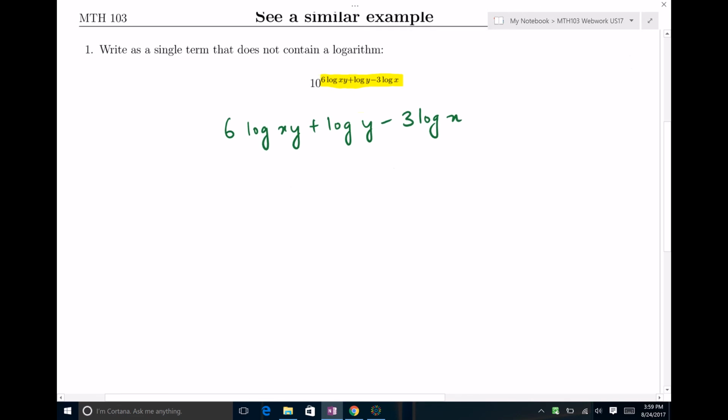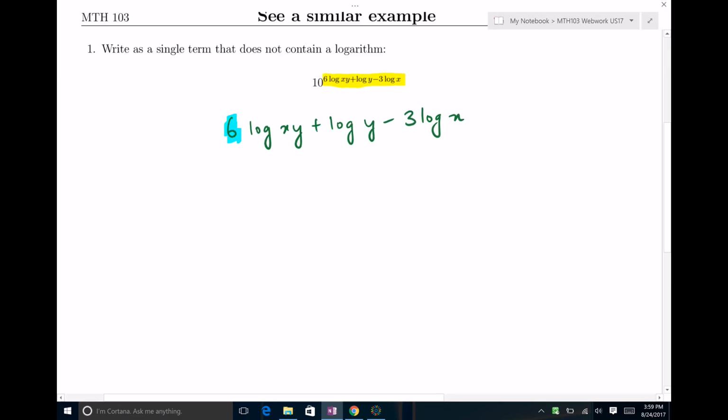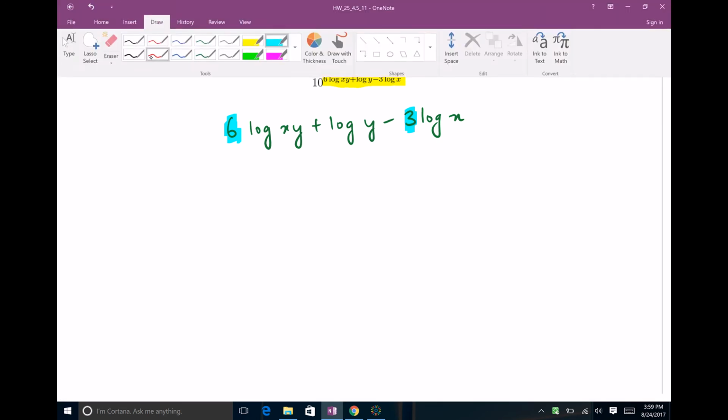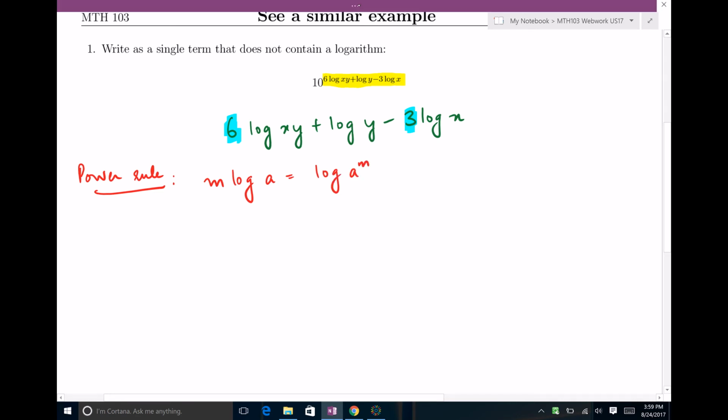To condense this, the first thing I'm going to need to take care of is these numbers in front of the log. And in order to take care of numbers in front of the log, we always use the power rule. The power rule tells us that m times log of a is equal to log a to the power m. So that's the first thing that I'm going to use.